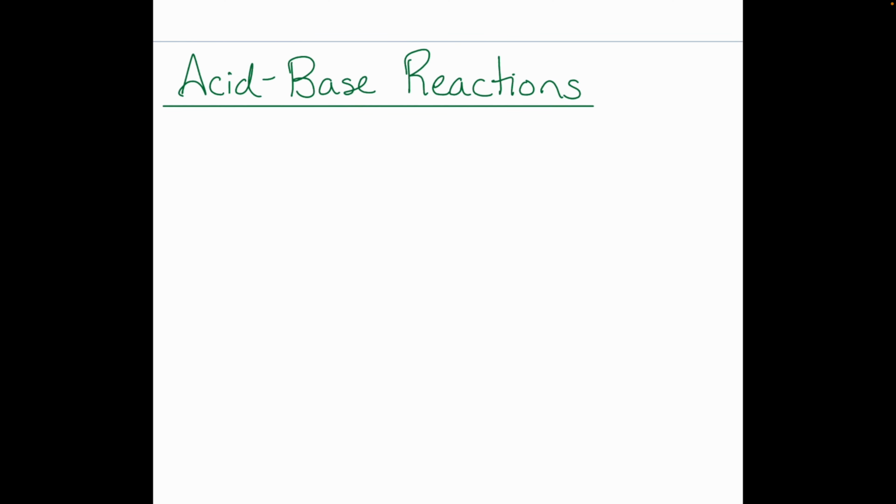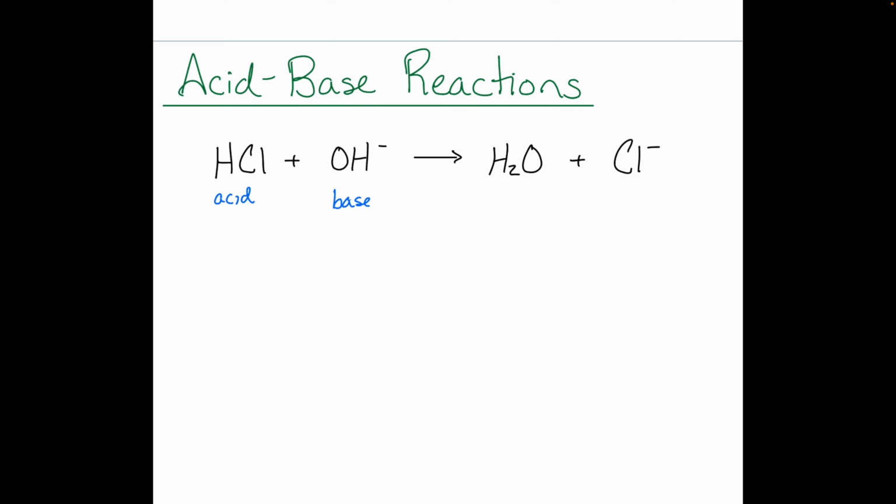Okay. So first of all, just kind of a reminder. Let's get down an acid-base reaction. HCl plus hydroxide gives us water and that chloride ion. All right, we got some terminology. First of all, HCl is our acid and hydroxide is our base. All right, we have these definitions for acids and bases.